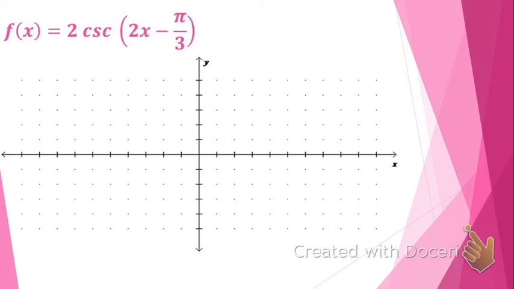Do I need a midline shift? No. What is my amplitude? 2. What is my period? Pi. Sine. All right, I want you guys to do this one, and then we'll compare your graph with mine.